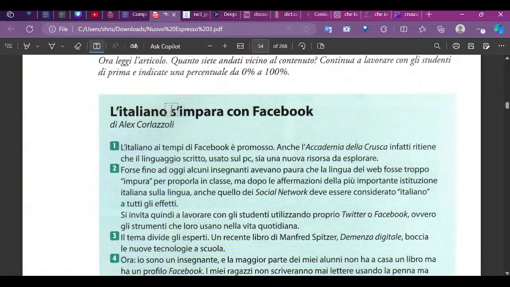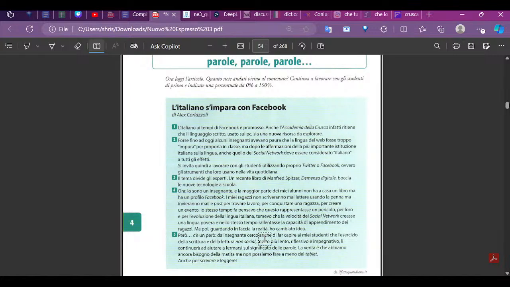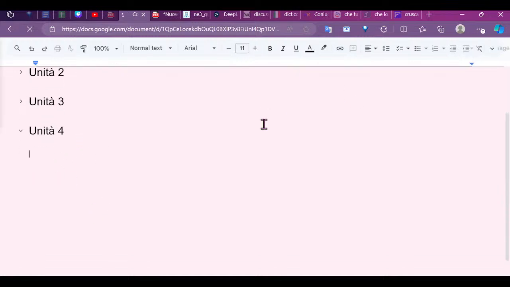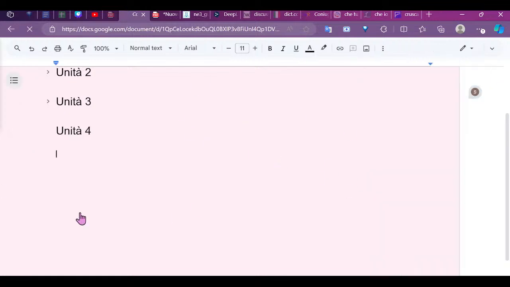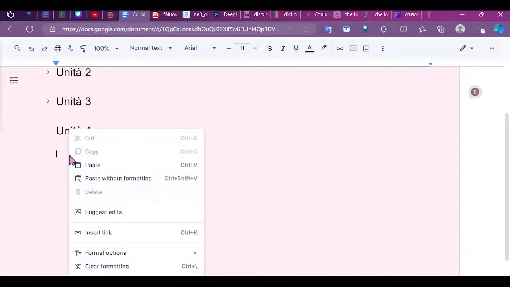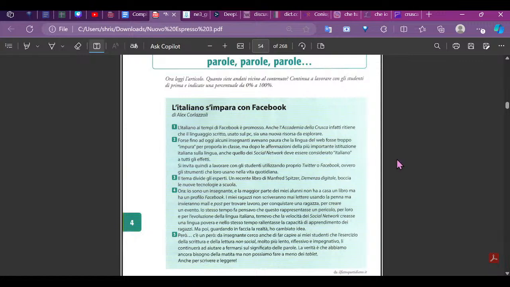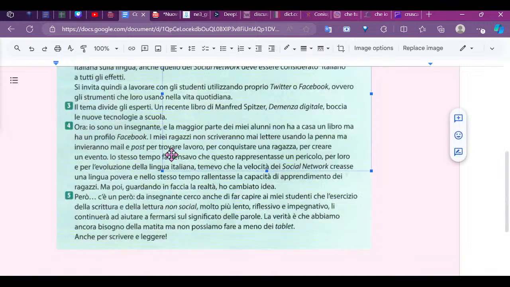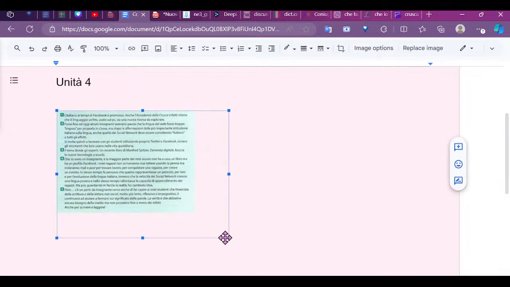So what I'll do is I'll first copy the text and paste it here so I can see. Oops, where's the screenshot button? Oh no, what did I do? Okay, there we go. Now I have to write a summary.